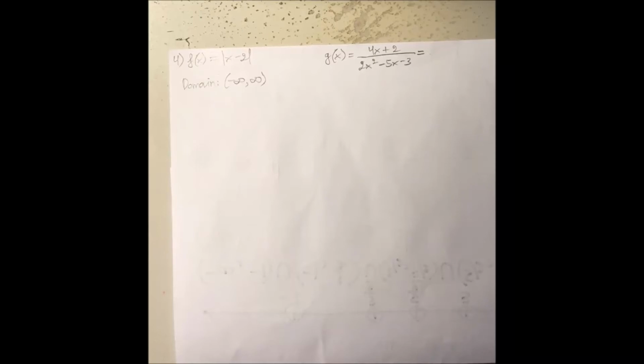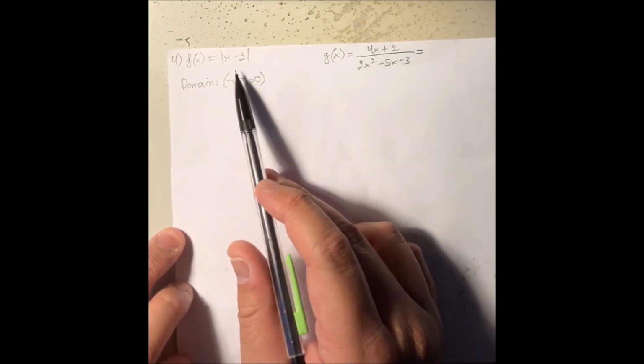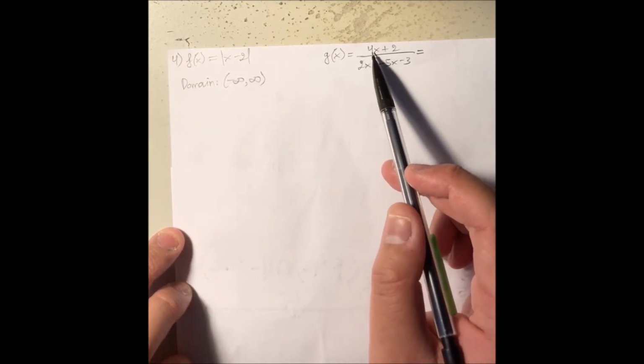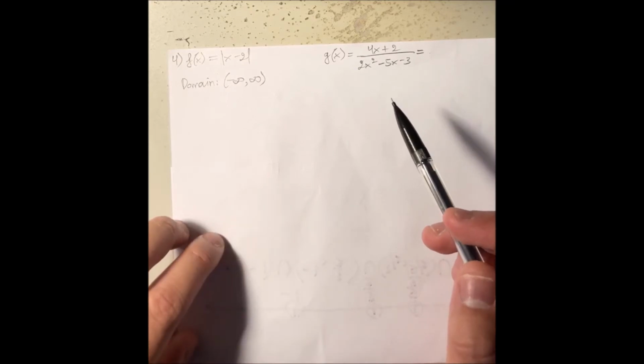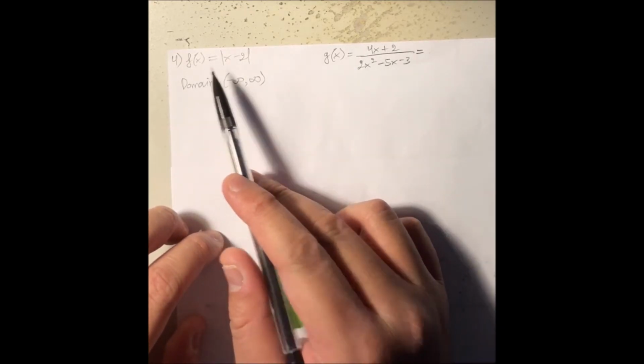All right, example 4 of composition of functions. In this case, we had a function, the absolute value of x minus 2, and the rational function (4x + 2) over (2x squared minus 5x minus 3). Well, we have to find the domain of these two functions first.